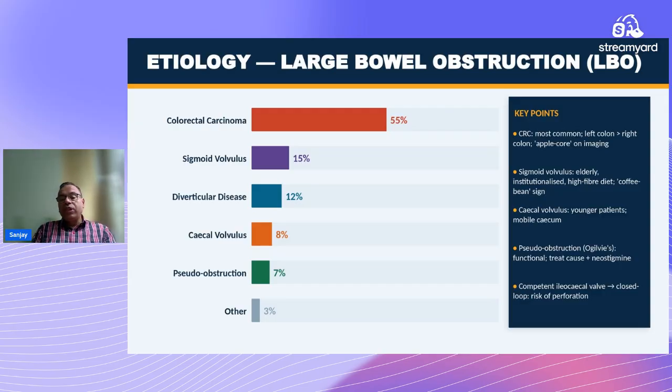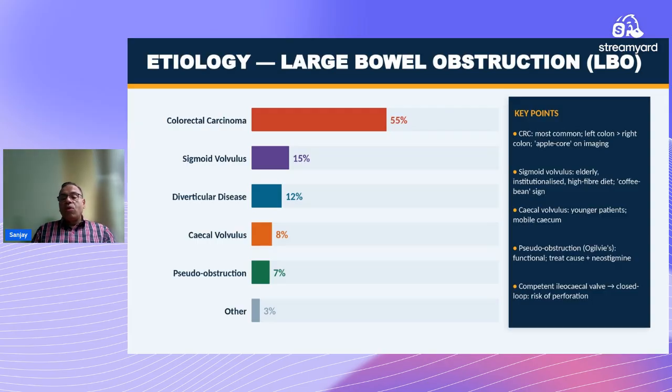Just for key points in large bowel obstruction, colorectal carcinoma is most common, and you see the obstruction on the left side of the colon as compared to the right side. Typically, that apple core appearance on imaging would be seen in colorectal carcinoma. Sigmoid volvulus is commonly seen in elderly institutionalized people who have a sigmoid colon which is loaded with stools, in a patient who has chronic constipation. Classically, the coffee bean sign, which we will see later, would be seen on imaging.